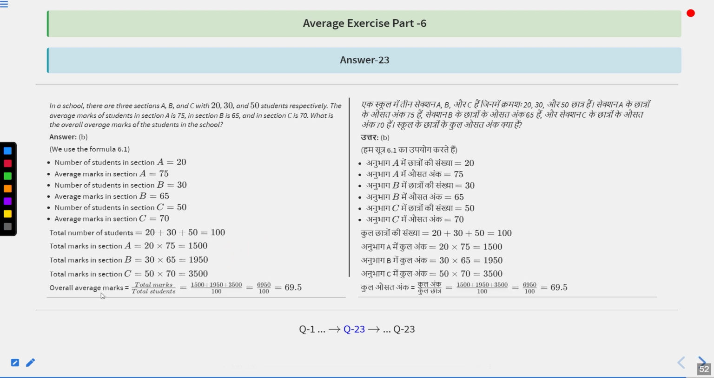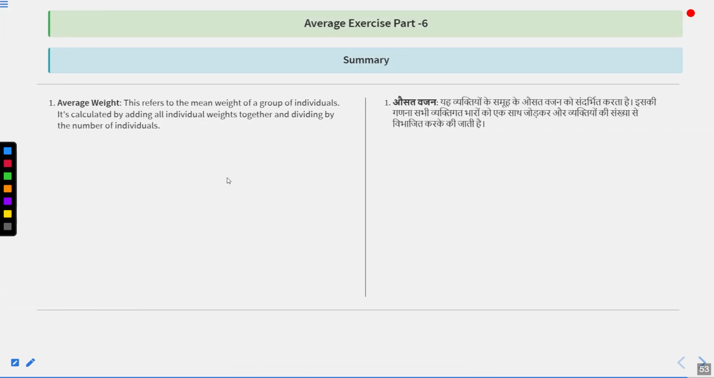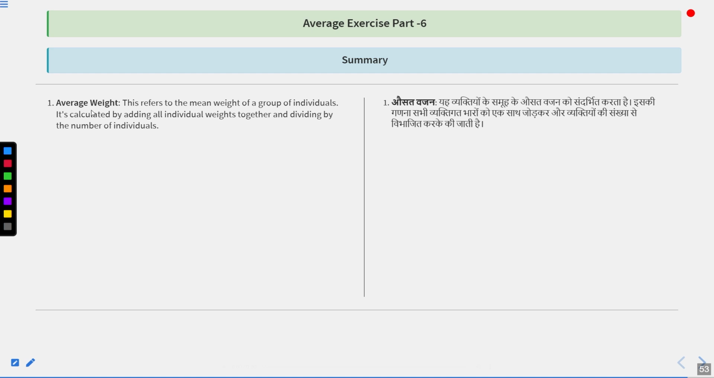So what will be the overall average mark? Total marks upon total number of students. When we calculate it, we get 69.5. B is the correct answer. Next one. Now summarizing today's lecture.